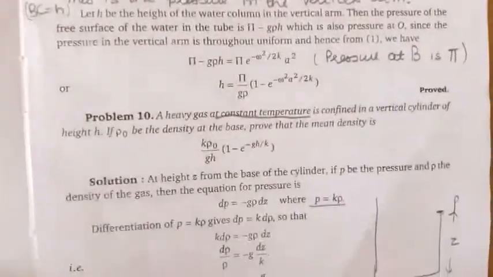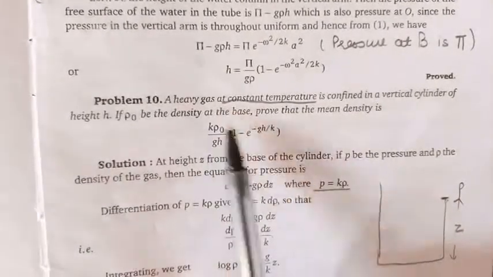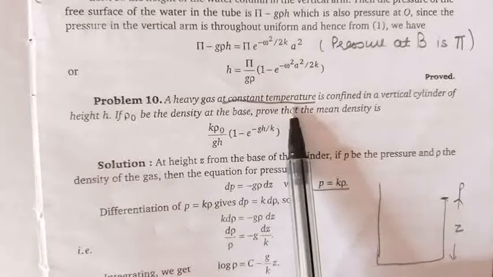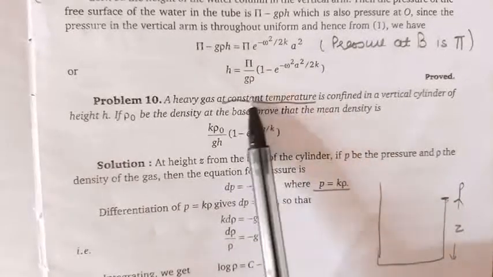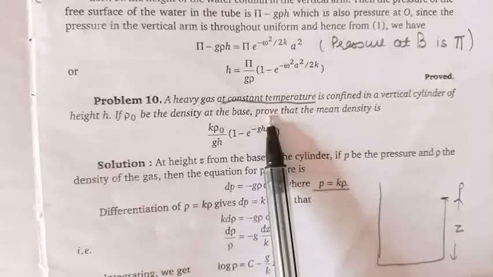Now our next problem is a heavy gas at constant temperature. Whenever the temperature is constant, you can use Boyle's law. P is equal to K into rho. P will be the pressure and rho is the density of the gas.